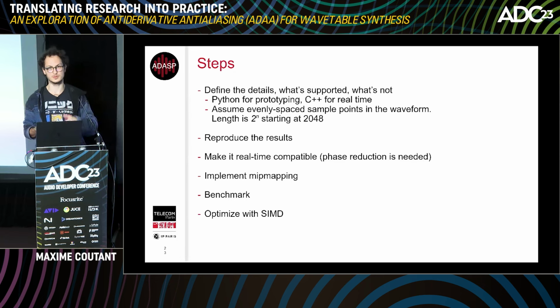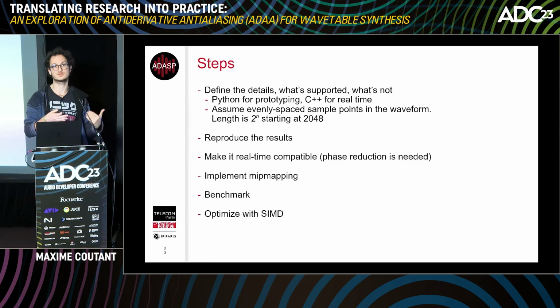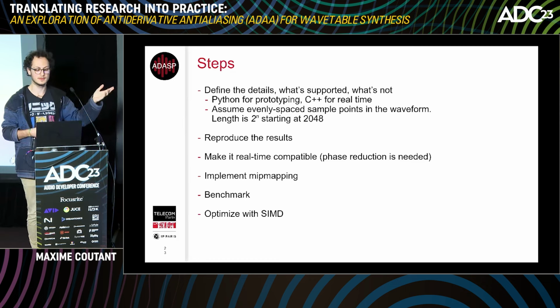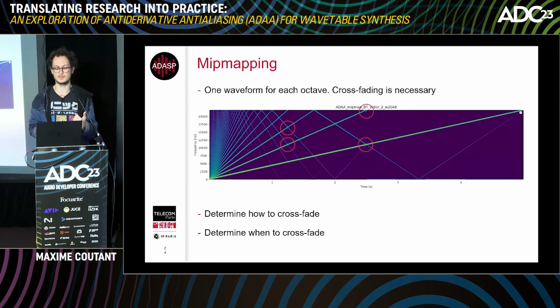Then the idea is to make it real-time compatible, because in the code and the algorithm they provide, they're using a phase that grows continuously and an index that ever grows. So we have to implement some phase reduction and some index reduction, otherwise it will overflow and lose precision, and it will take more time. I won't go into the details of that either, it's not really interesting. Then we'll have to implement MIP mapping, then we'll have to find a way to benchmark. I won't cover that either, just pick a benchmark. And then I'll try to optimize it with SIMD, because I think that's one of the strengths of the algorithm. Okay, so let's talk about MIP mapping.